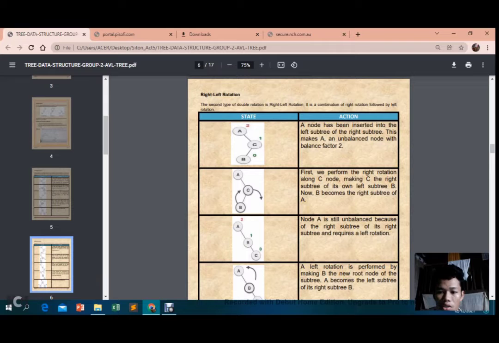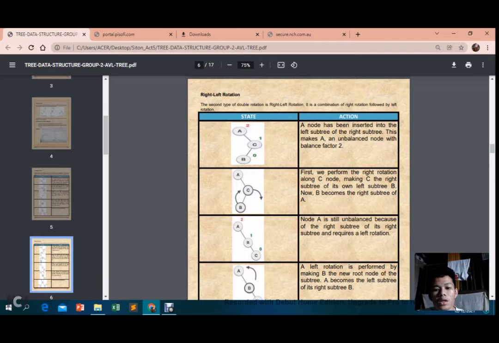And in the second image, first we perform the right rotation along the C node, making C the right subtree of its own left subtree B. Now B becomes the right subtree of A. And the third image shows that node A is still unbalanced because of the right subtree of its right subtree and requires a left rotation.